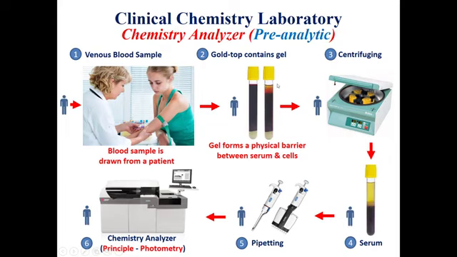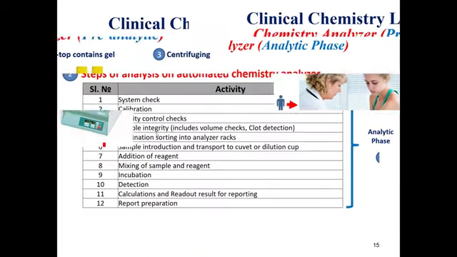We will wait about 30 minutes for this coagulation to take place. Then the sample will be centrifuged for 10 minutes. Finally, the serum will be separated from the rest of the blood cells and the coagulation factors by this physical barrier, which is the gel. Then a part of this sample will be aspirated in order to be analyzed using a clinical chemistry analyzer. This is an example of the pre-analytic phase for a clinical chemistry analyzer.